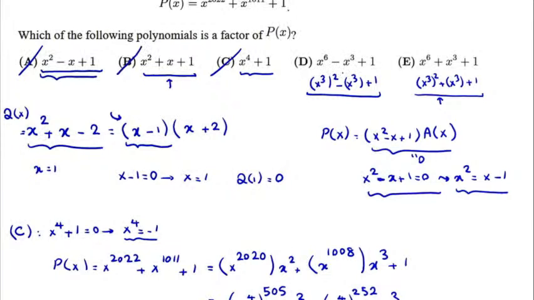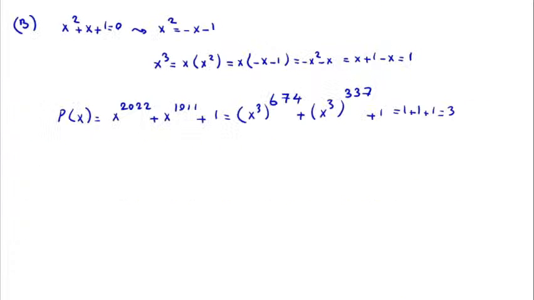D, x to the 6 minus x cubed plus 1 is 0. So it is exactly similar to A. In A, we proved x cubed is negative 1. Here, because instead of x we have x cubed, we should prove x to the 9 equals what? Equal to negative 1. So, in D, x to the 6 minus x cubed plus 1.